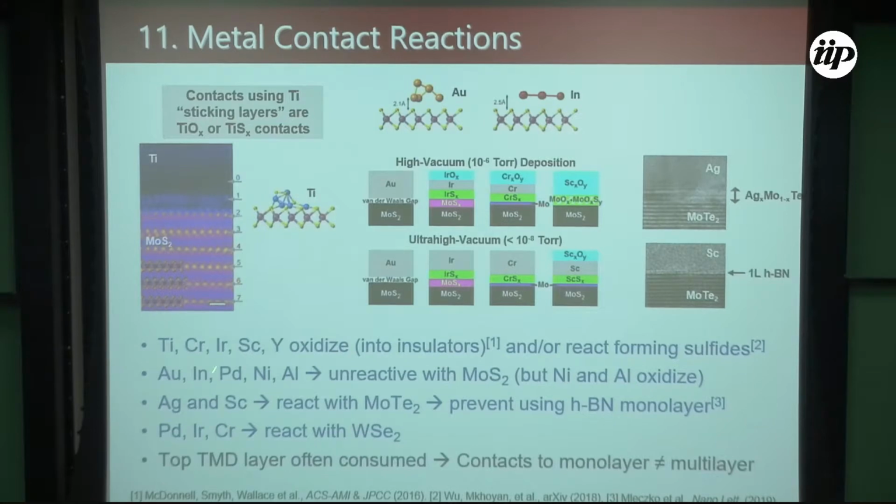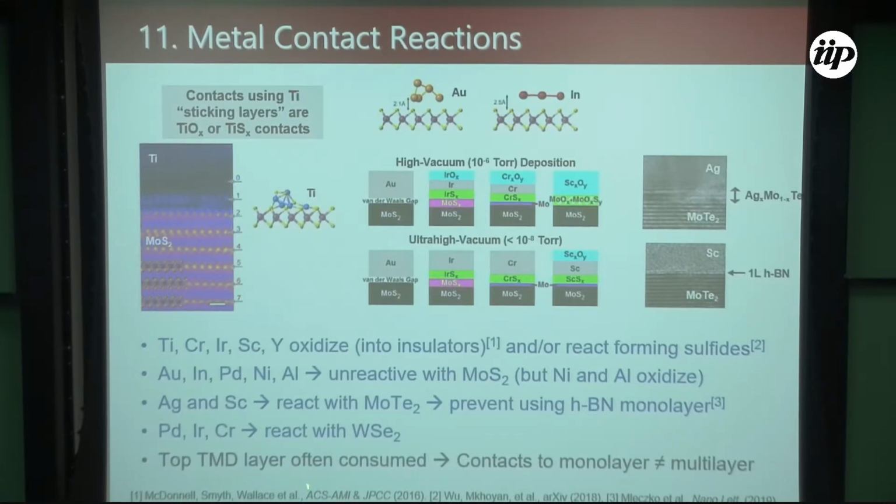As far as I know, gold, indium, palladium, nickel, and aluminum don't react with MoS2 at least, but nickel and aluminum oxidize, especially aluminum. Aluminum oxide we've used for gate dielectrics. Aluminum is just really happily oxidizing, but it doesn't seem to eat the sulfur. Silver and scandium, forget about it. You really need to use protective boron nitride layers if you want to do anything with the contacts.